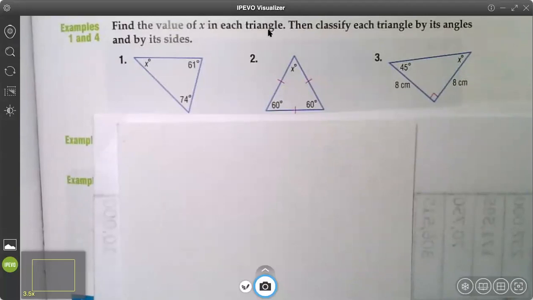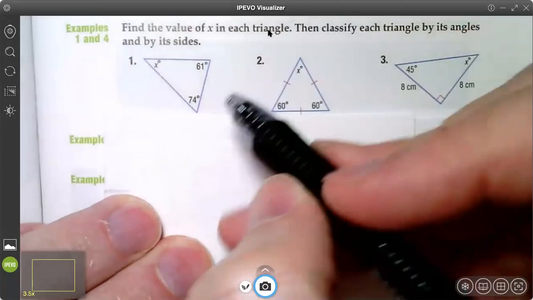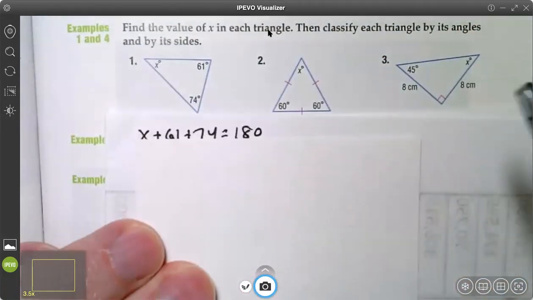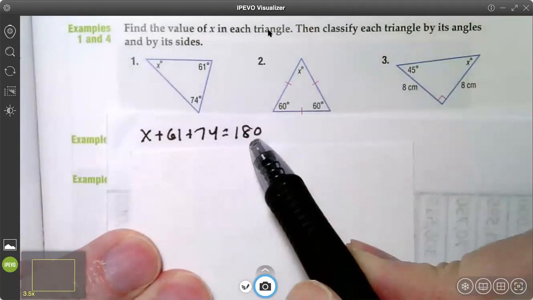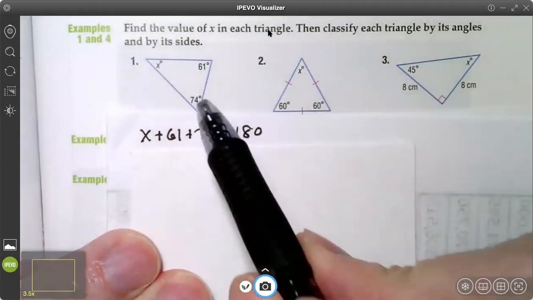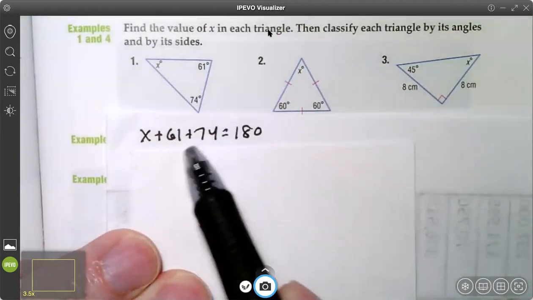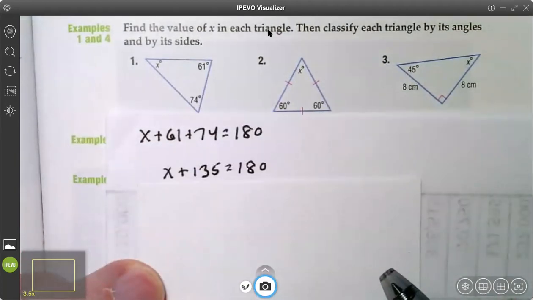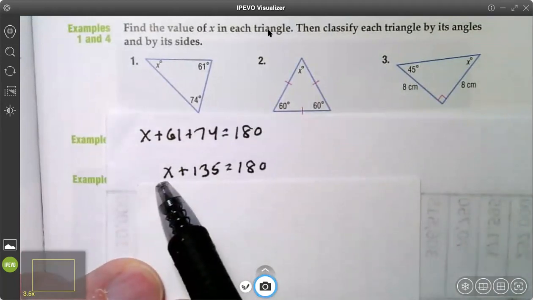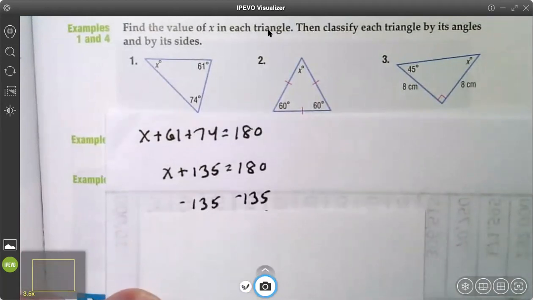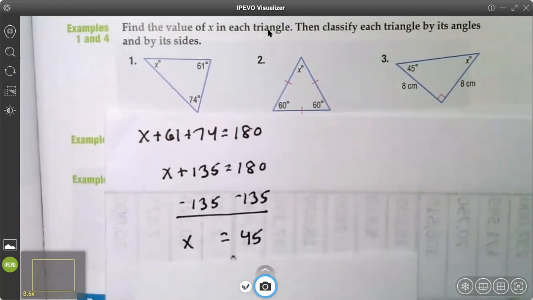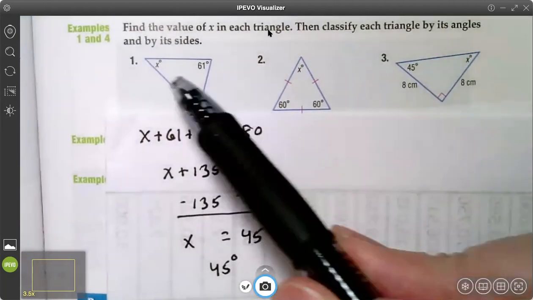The directions here are to find the value of x in each triangle, then classify each triangle by its angles and by its sides. So on number 1, if I wanted to do an equation, I would add up all three angles and set them equal to 180 because all triangles have a sum of 180 when you add their interior angles. To solve the equation, you would simplify the left side by combining like terms. Then you would get the variable by itself, isolate the variable by subtracting 135 from both sides. And the answer is 45 degrees.